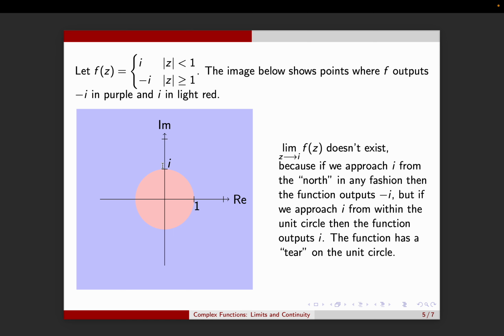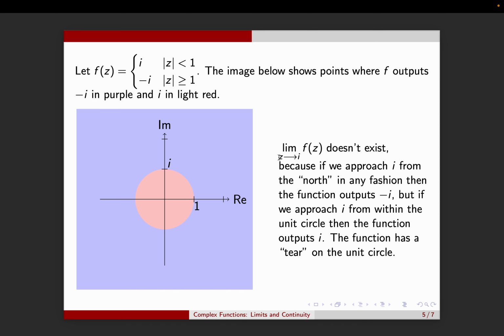And so what's happening is at the boundary of this circle, there's a tear in the function. There's a jump, if you like. There's a jump from i to negative i. It's like a jump discontinuity from Calc 1. But when you're inside the circle, it's fine. There's no tears. And when you're outside the circle, there's no tears. But along the boundary of the circle here, the graph is literally torn. It jumps from i to negative i. So the limit as z approaches i doesn't exist because you're simultaneously approaching i and negative i.